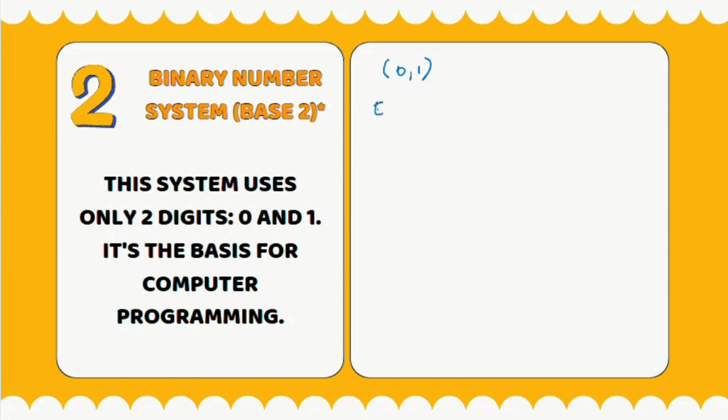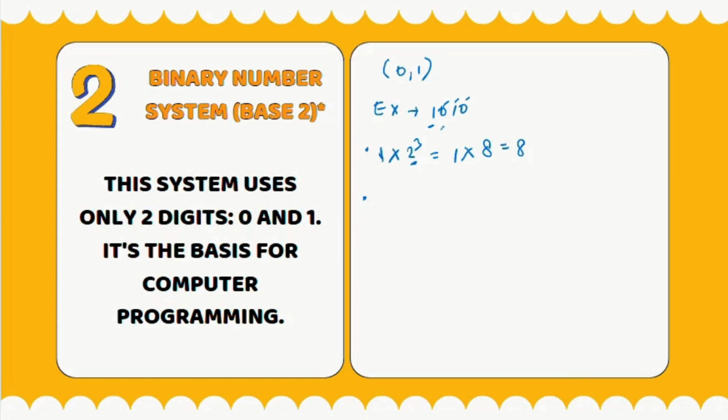Let's take an example. The binary number 1010 can be broken down as follows. That is 1 into 2 to the power 3. We are using 2 because it's a base 2. This is a binary number, so we are using base 2. 2 to the power 3. Why we are using 3? Because this is 1, 2, 3. 2 to the power 3 is equal to 1 into 8 is equal to 8.